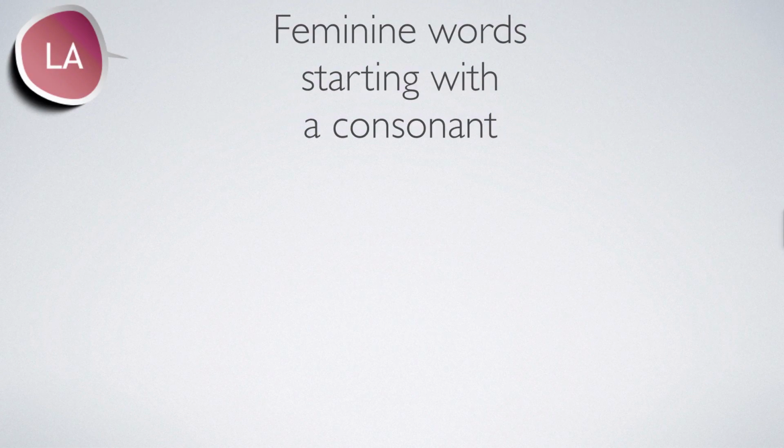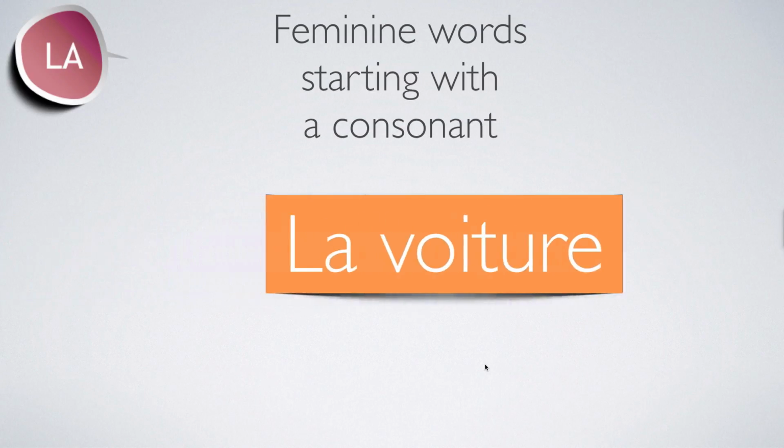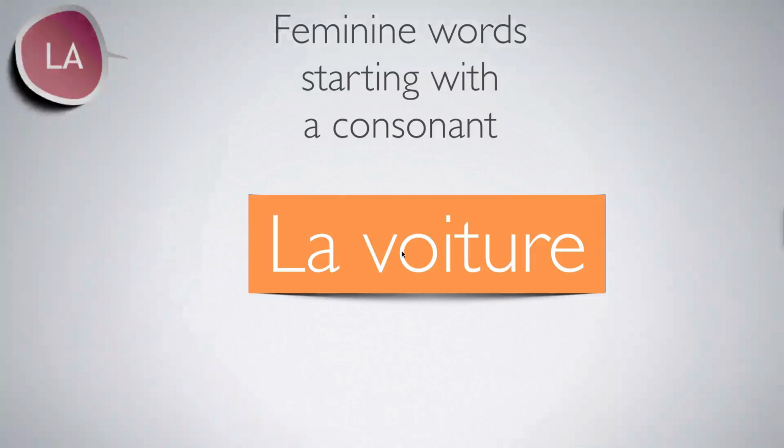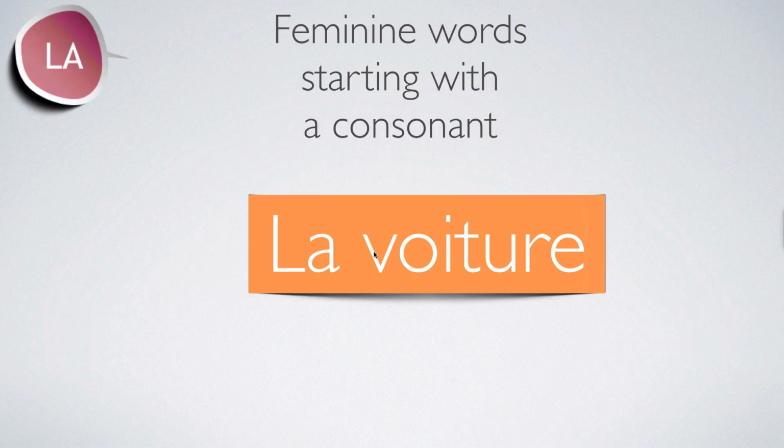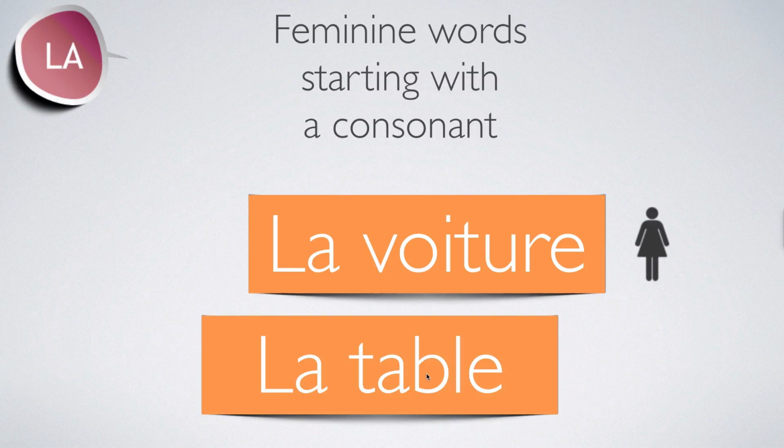Let's start now about the feminine form. La is the form for feminine words starting with a consonant. La voiture. Voiture in French is feminine. Starts with a consonant. So, to translate "the car" in French it is la voiture. Another example, table is also feminine, also a consonant as the first letter, so "the table" is la table.